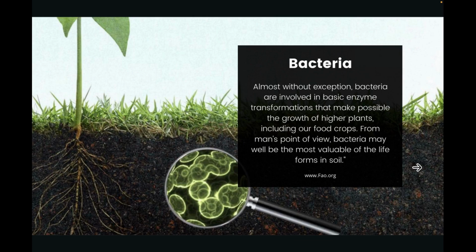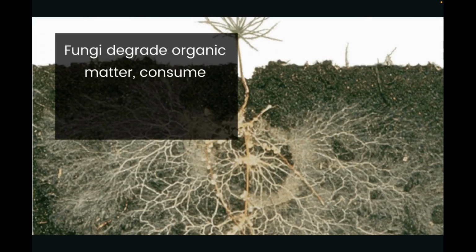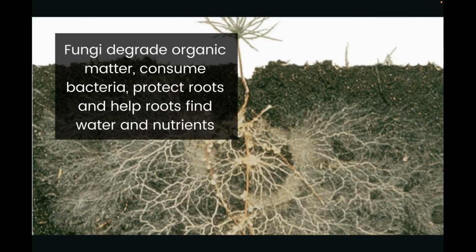If we look at the types of soil microbes, bacteria is a huge player. They're involved in basic enzyme transformations that make it possible to grow higher plants, including our crops. Bacteria is probably the most important thing when it comes to the soil food web, just because of how they process nitrogen. You also have fungi. Fungi degrade organic matter.